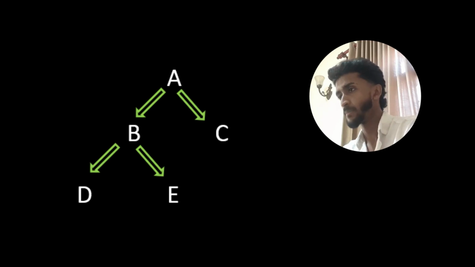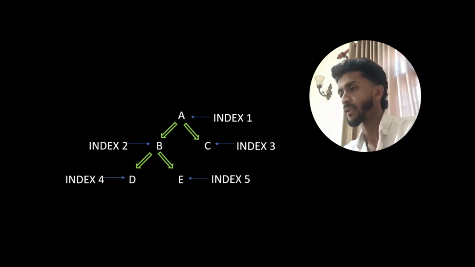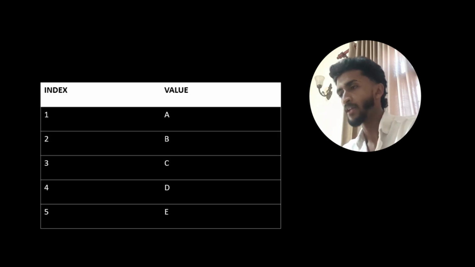So from our example tree, node A is stored at index 1, node B is stored at index 2, node C is stored at index 3, D is stored at index 4, and E is stored at index 5. So the array looks like this. At index 1 we have A, at index 2 we have B, index 3 we have C, 4 we have D, 5 we have E.